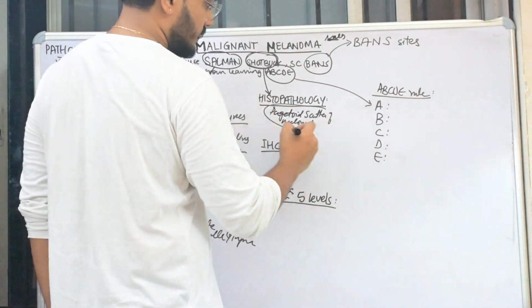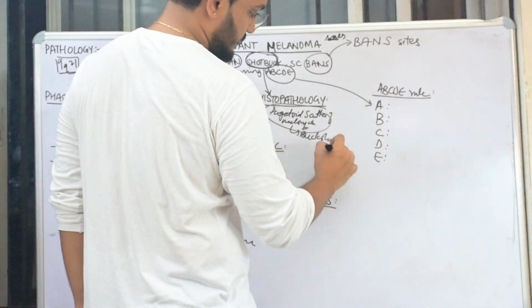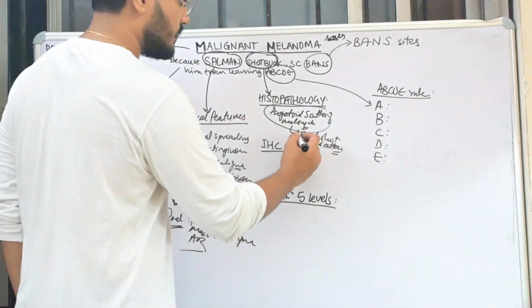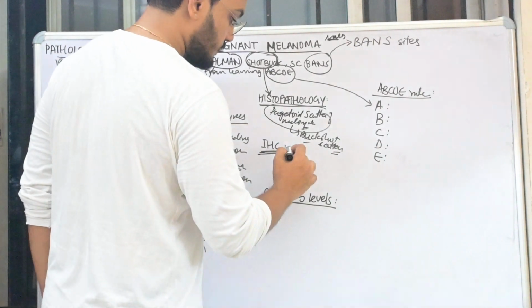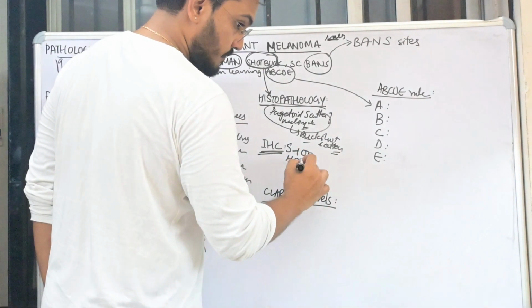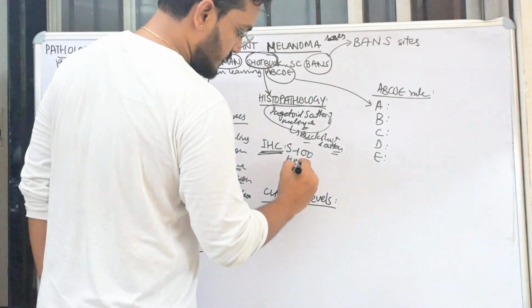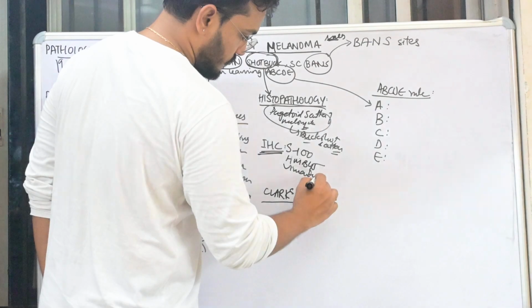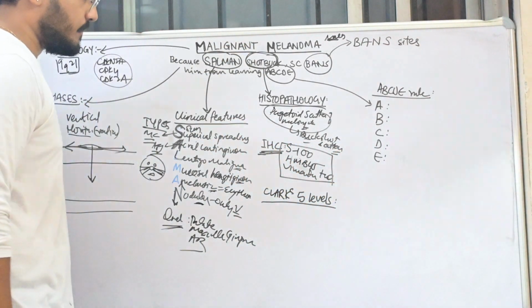Okay, pagetoid scatter, which is also called buckshot scatter, because it resembles buckshot. Then in immunohistochemistry, it shows positive for S100, HMB-45, and it is also vimentin positive. Okay, these are the immunohistochemical studies.